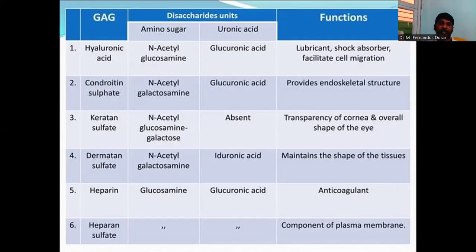Keratan sulfate has N-acetyl glucosamine and galactose, with uronic acid absent, for the transparency of the cornea and overall shape of the eyes. Dermatan sulfate has N-acetyl galactosamine and iduronic acid to maintain the shape of the tissue. Heparin has glucosamine and glucuronic acid and acts as an anticoagulant, and heparan sulfate is a component of the plasma membrane.